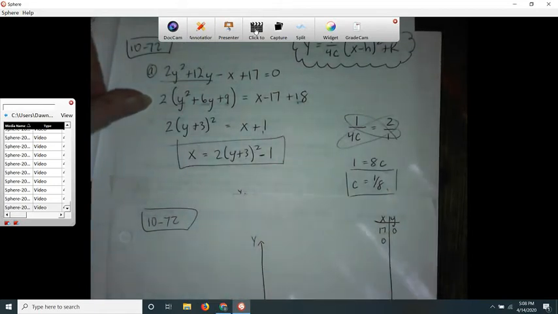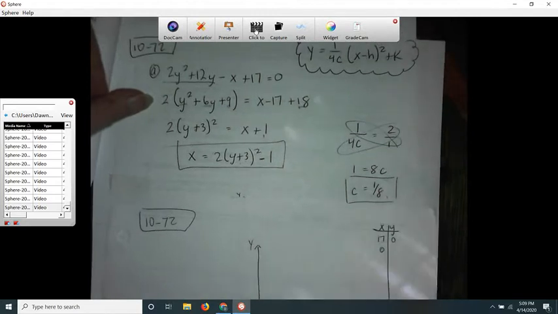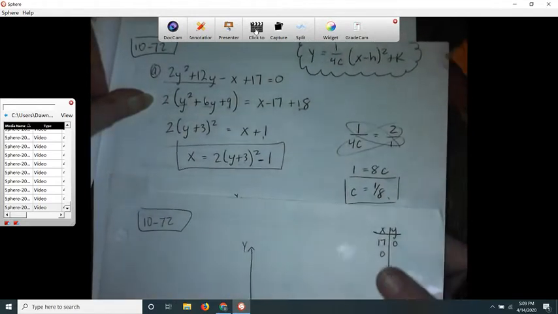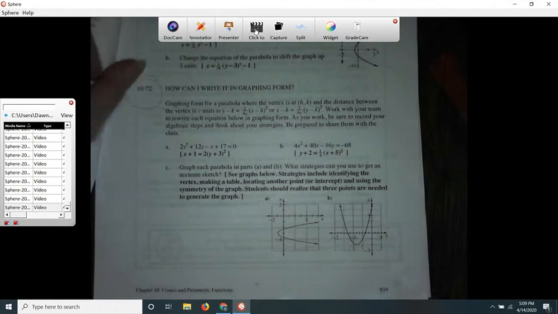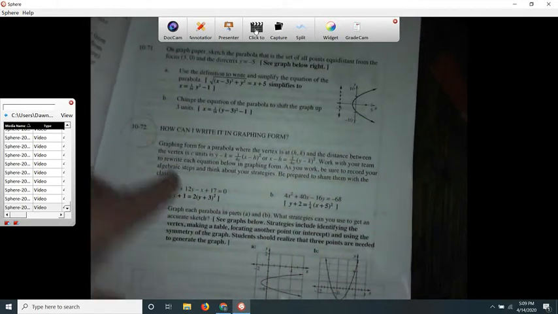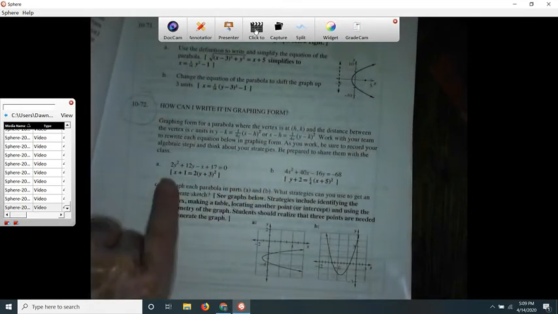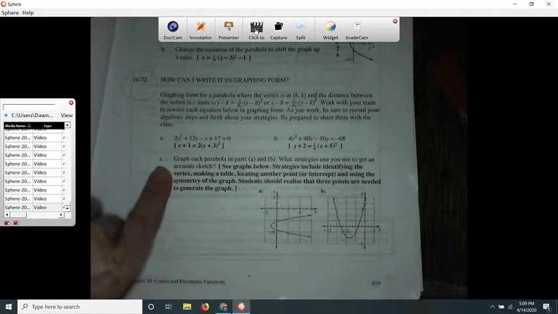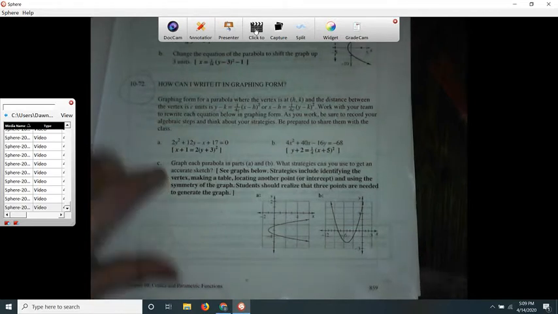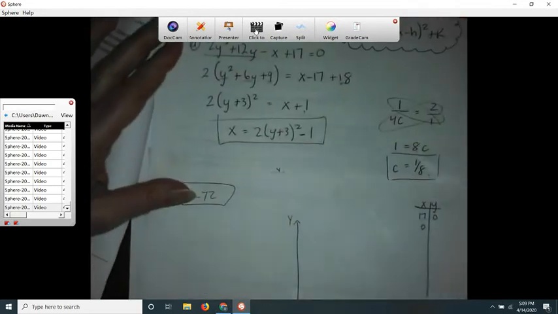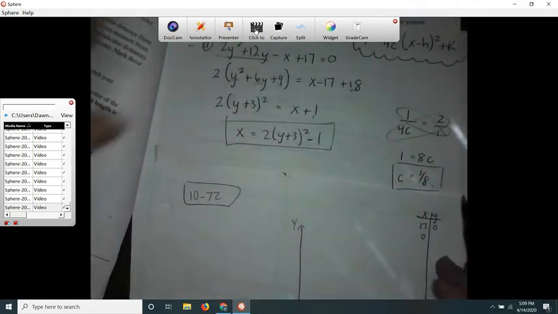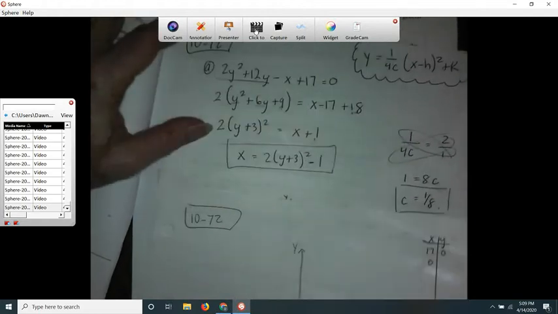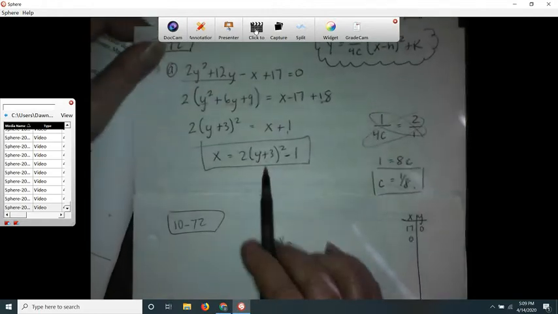And then why did I want to know what C was? Because later on they asked me to graph the parabola. So maybe I didn't need to know what C was yet, but now I do want to know what C is.